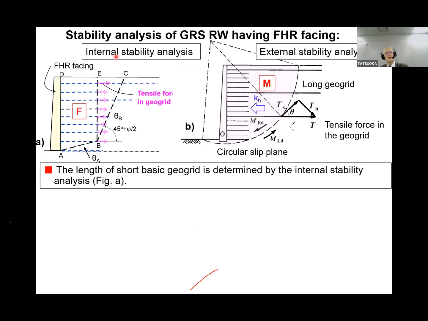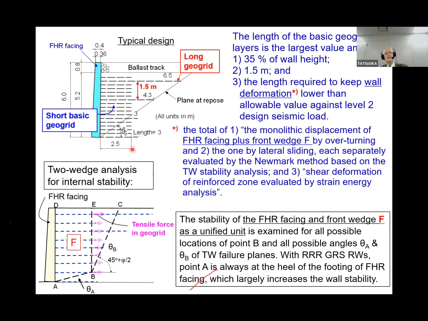Before that, this is the stability analysis of the GRS retaining wall having full height facing. First is internal stability, and this is external stability. The length of the short basic grid is determined by the internal stability analysis, this one. So then we determine this length. So this is some detail. Anyway, the length of the basic grid layers is the largest value among 35% of the wall height, 1.5 meter, and the length required to keep the wall deformation lower than the allowable value against level 2 design seismic load.